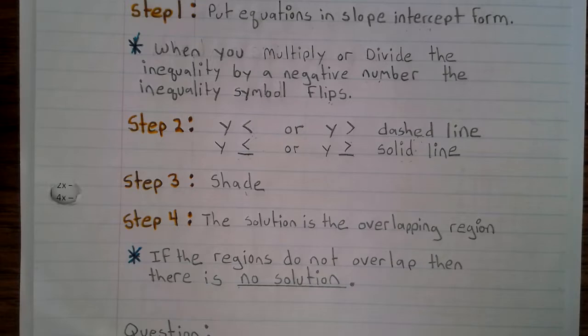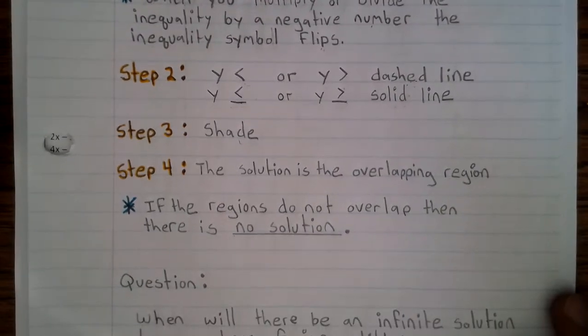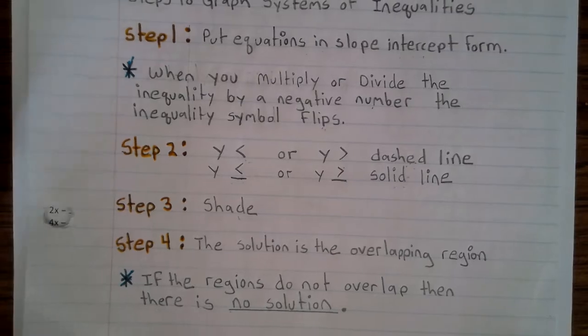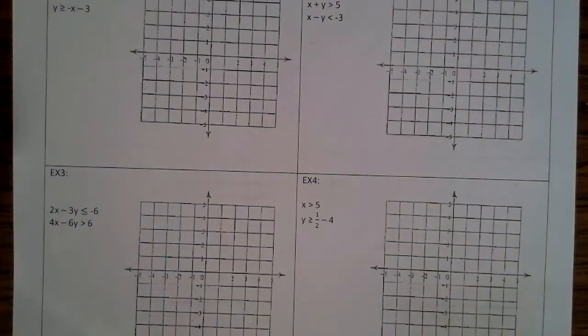Step 3, shade. Step 4, the solution is the overlapping region. If the regions do not overlap, then there is no solution. If you would, update your notes. All right, now your notes are updated. Let's take a look at the examples.